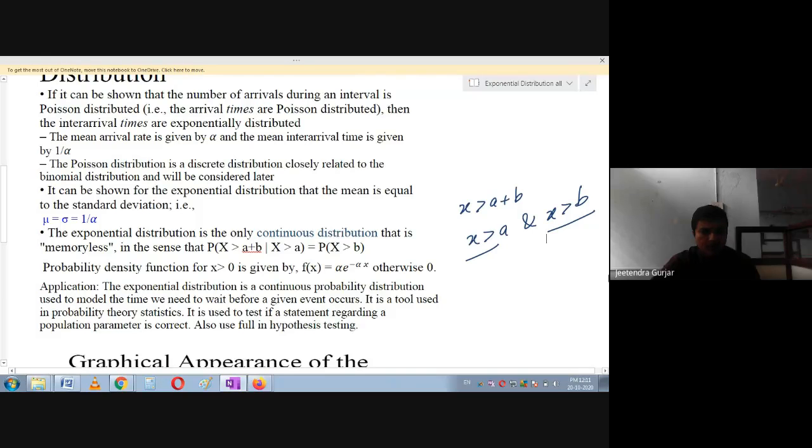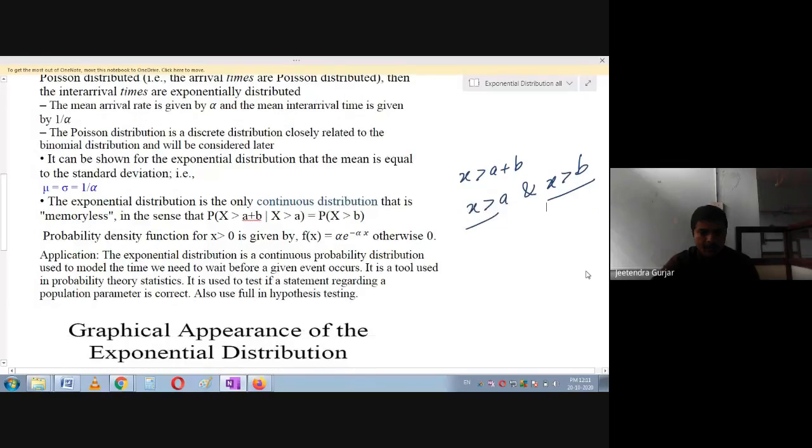So we come across the probability density function, students. Yes, this is very, very important. The probability density function for x greater than 0 is f of x equal to alpha e raised to minus alpha x, otherwise it is 0. So whenever x is greater than 0, the exponential probability density function is given by f of x equal to alpha e raised to minus alpha x, student.